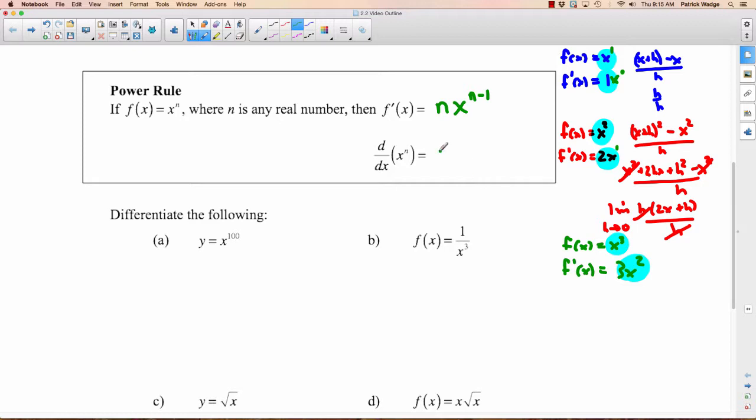This will be exactly the same. It's just a different way of writing the same thing. So we get the same answer. All right, let's answer some of these.